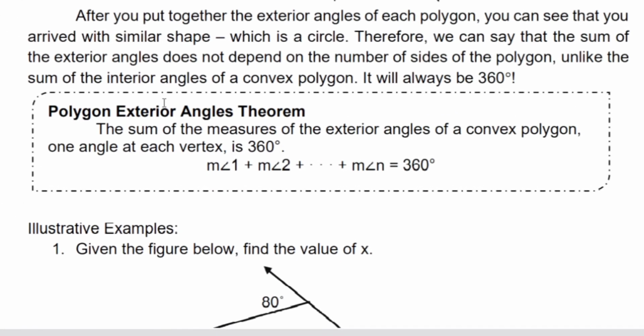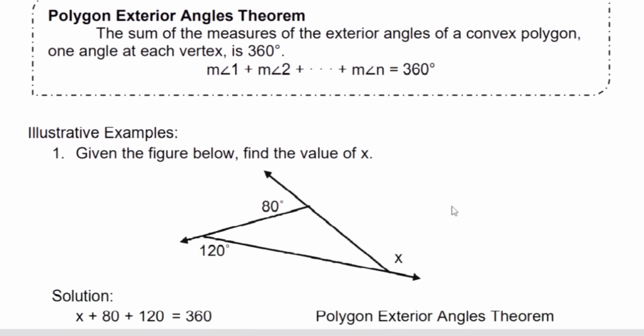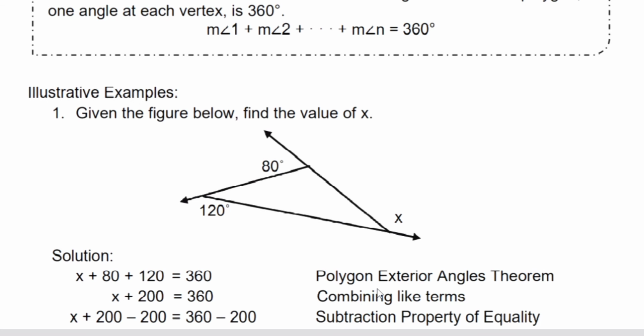Now let us proceed to the polygon exterior angles theorem. The sum of the measures of the exterior angles of a convex polygon, one angle at each vertex, is 360 degrees. So the measure of angle 1 plus the measure of angle 2 plus the measure of angle n and so on is equal to 360 degrees. So let us have this illustrative example. Given the figure below, find the value of x. So we have the given values 80 and 120. Let us find the value of x.